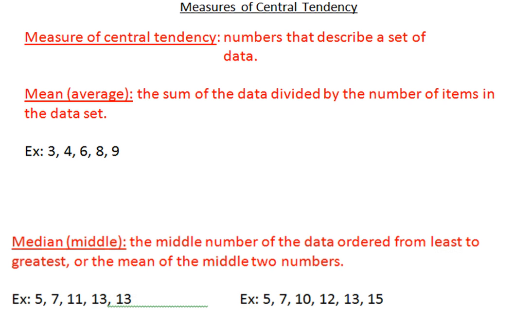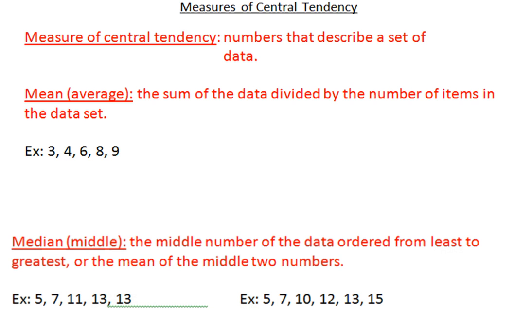During this Edpuzzle, we are going to review the measures of central tendency. You learned this last year. They are mean, median, mode, and range. Measures of central tendency are the numbers that describe a set of data. So let's first do the mean. Another word for the mean is average.